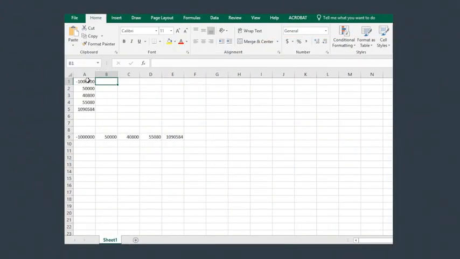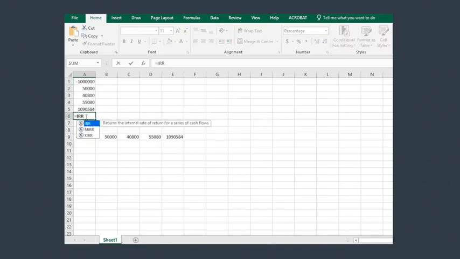Enter the total net cash flow for each year underneath each other as follows. In the cell underneath the last cash flow, enter the formula equal IRR and a bracket or parenthesis. Now select the range of cells that include cash flow amounts and press Enter. This gives you the internal rate of return for the project, which, in this instance, equals 5.82%.